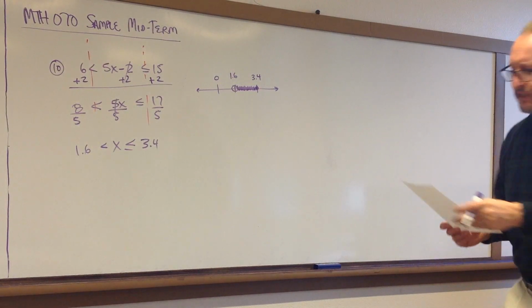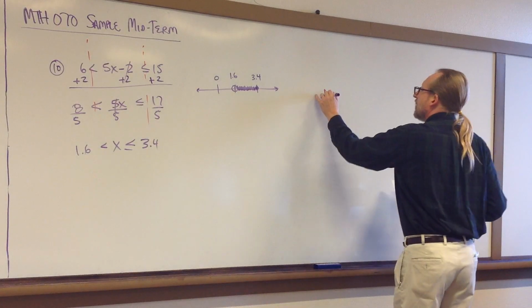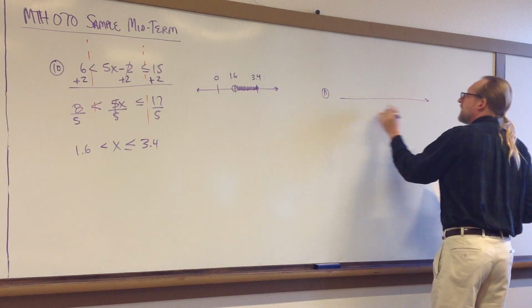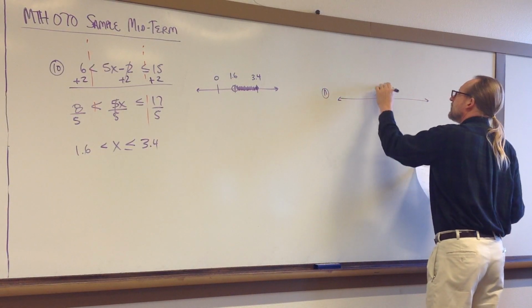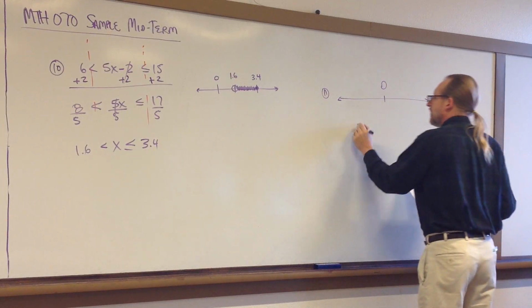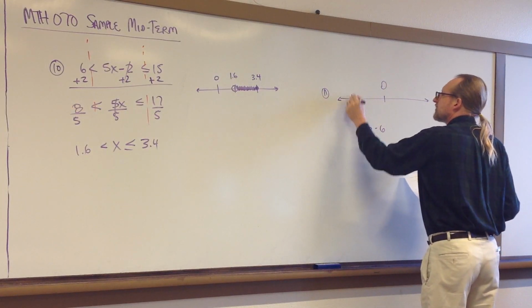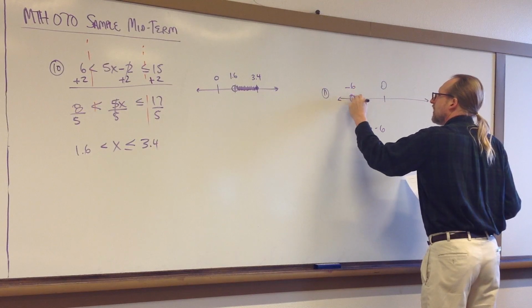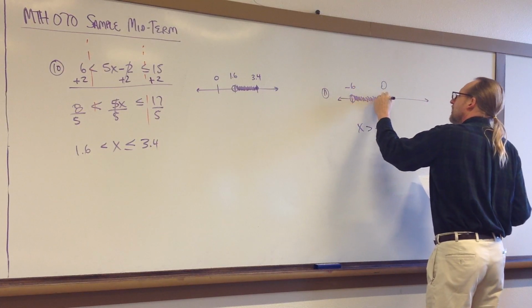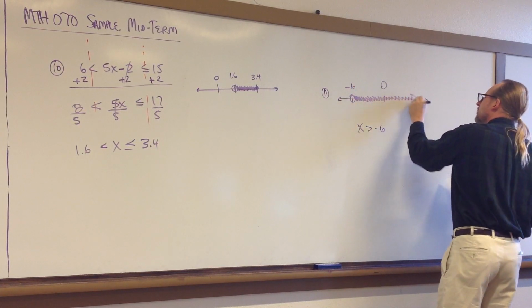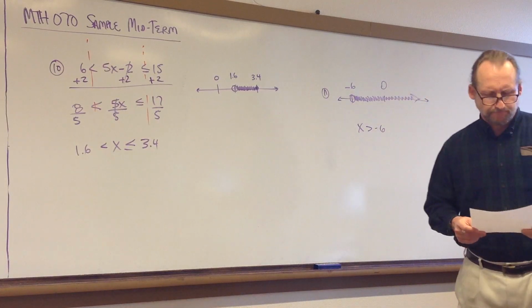Problem 11 is a pretty simple question, but you'll see one like this on the final exam, so I just wanted to make sure that you were ready for it. x greater than -6, so here's our -6, open circle, and all the numbers greater than that.